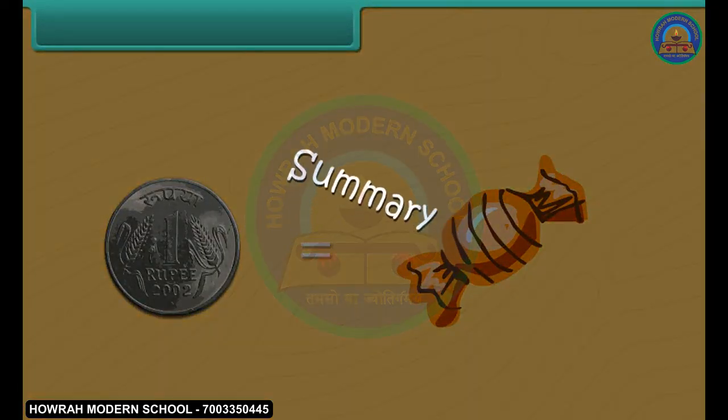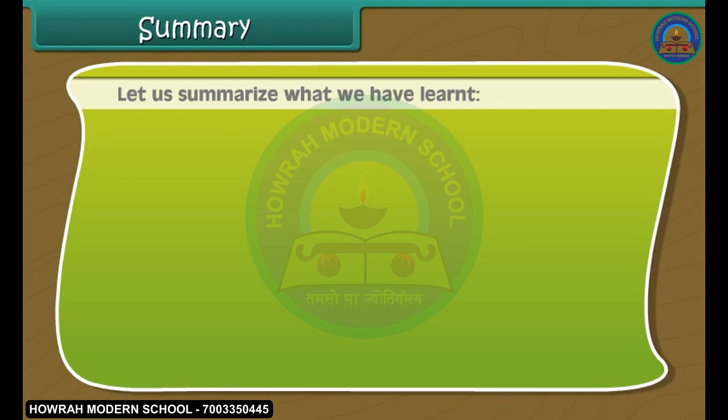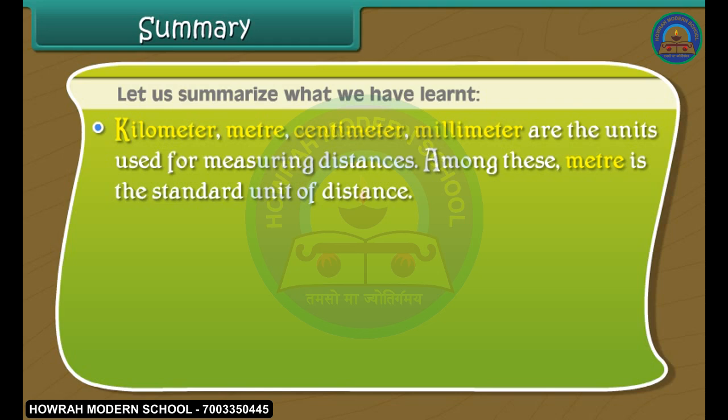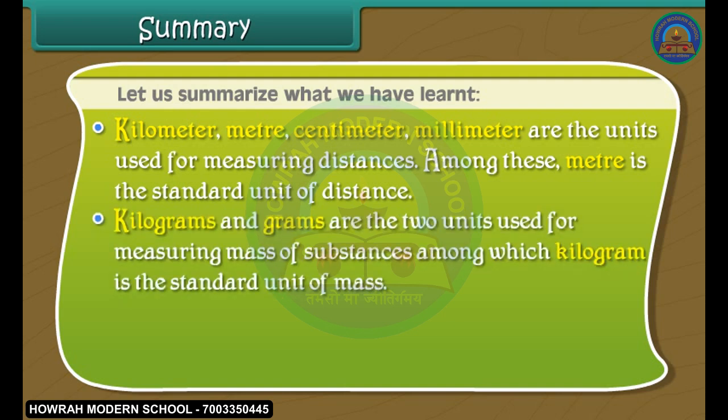Summary. Let us summarize what we have learned. Kilometer, meter, centimeter, millimeter are the units used for measuring distances. Among these, meter is the standard unit of distance. Kilograms and grams are the two units used for measuring mass of substances, among which kilogram is the standard unit of mass.